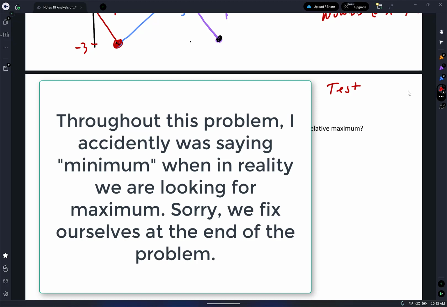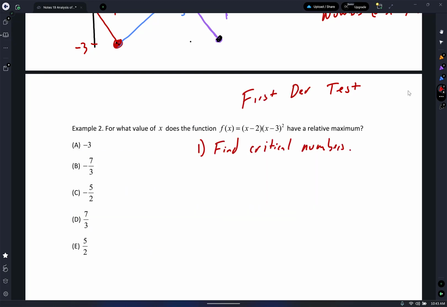So I find critical numbers. So step 1, because I'm listening to you guys: find critical numbers. Are we still okay? All right, so let's find the critical numbers. I find the critical numbers by finding the derivative and equal it to what?